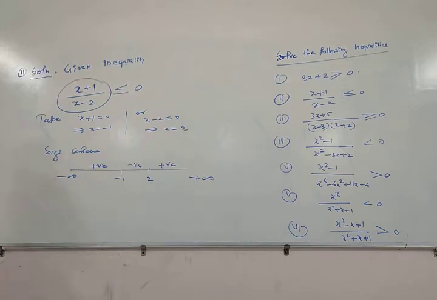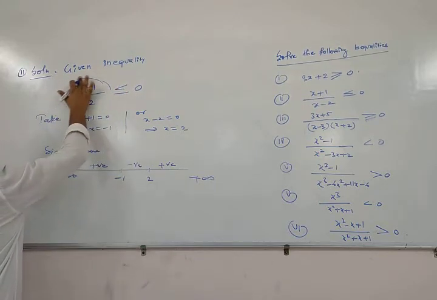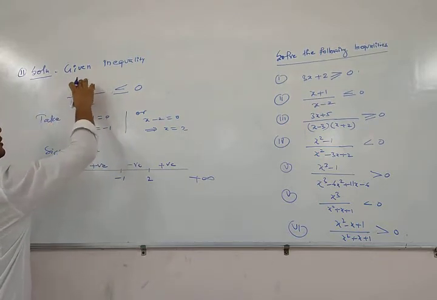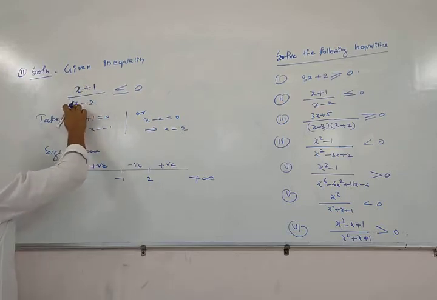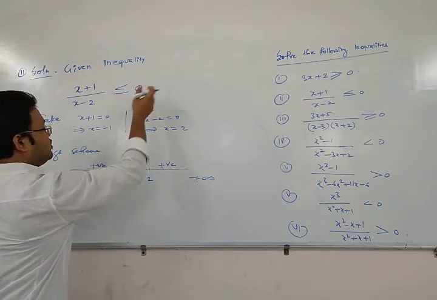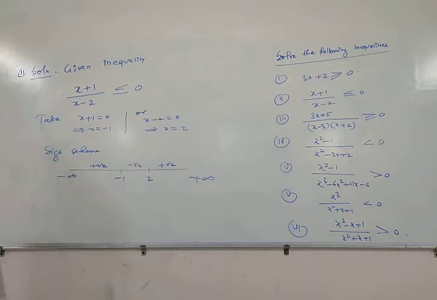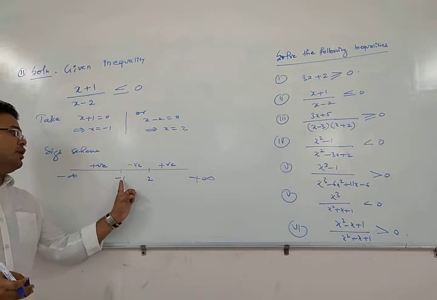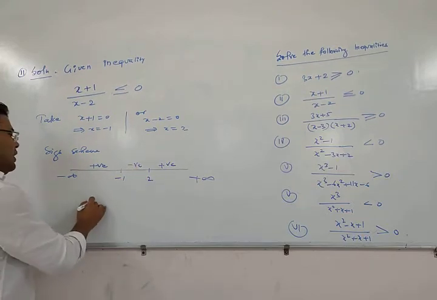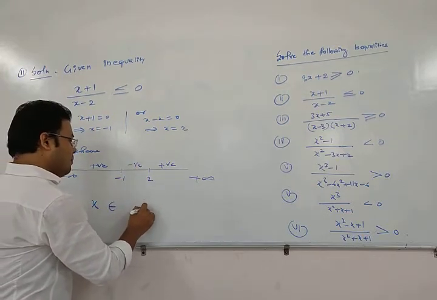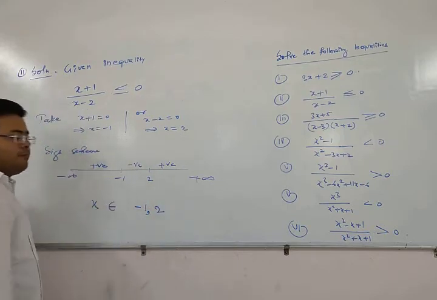Now we have to write the final solutions. You can see here the question is (x plus 1)/(x minus 2) less than or equal to 0, meaning negative including 0. So we have to take the negative sign. Where is the negative sign? You can see here the negative sign is present in between minus 1 and 2. So the answer belongs to minus 1, 2.